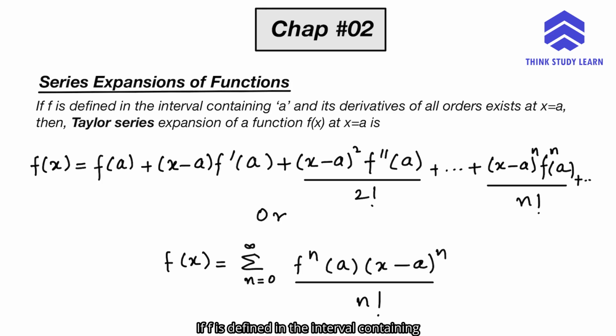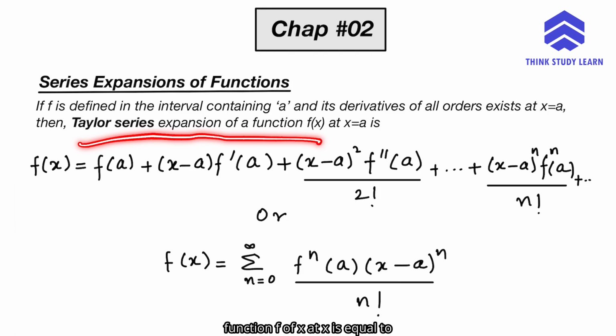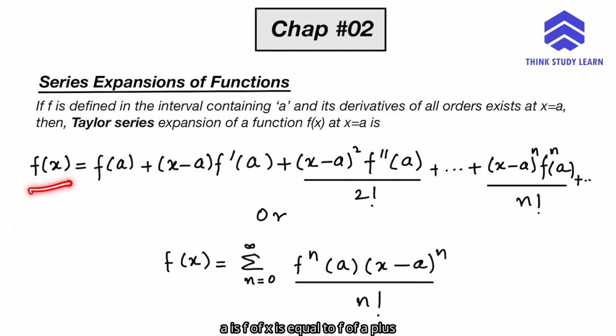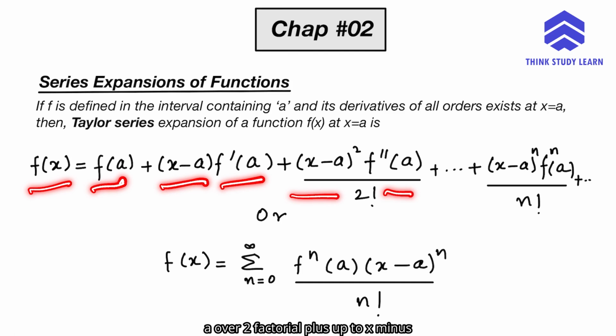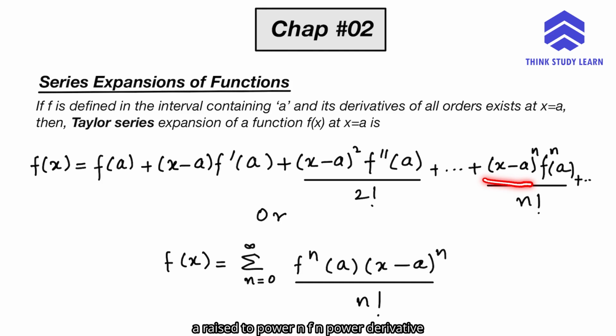If f is defined in the interval containing a and its derivatives of all orders exist at x is equal to a, then the Taylor series expansion of a function f of x at x is equal to a is f of x is equal to f of a plus x minus a f derivative a plus x minus a square f double derivative a over 2 factorial plus up to x minus a raised to power n f nth derivative of a over n factorial.